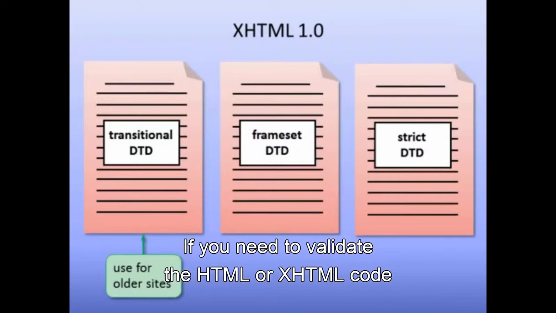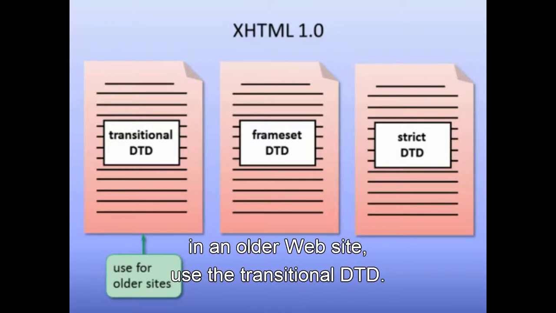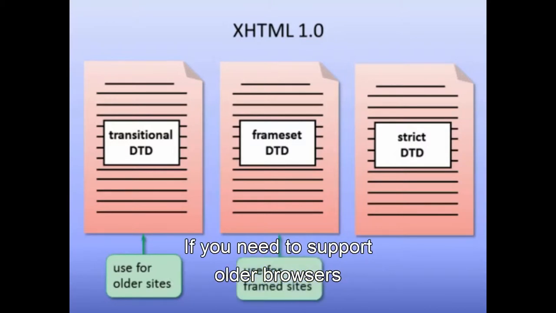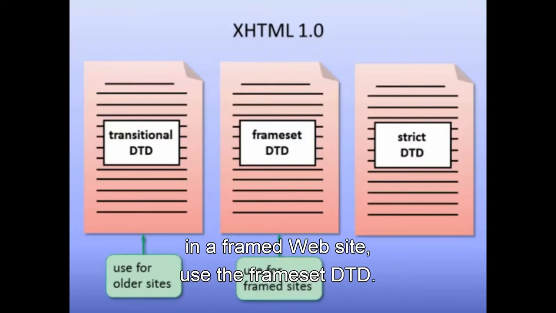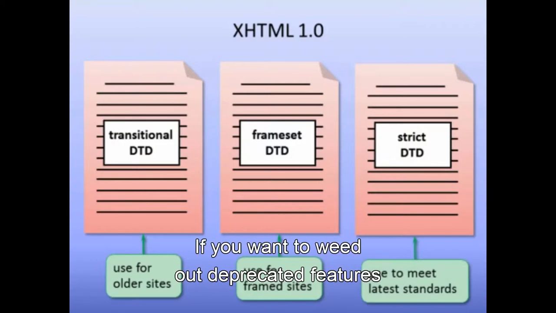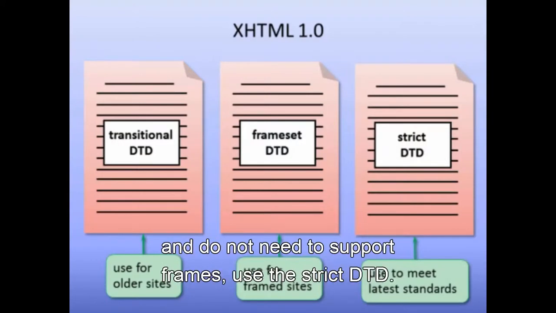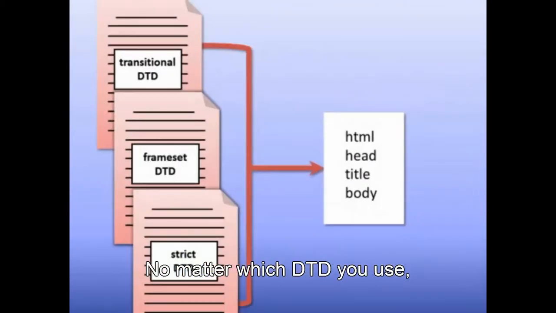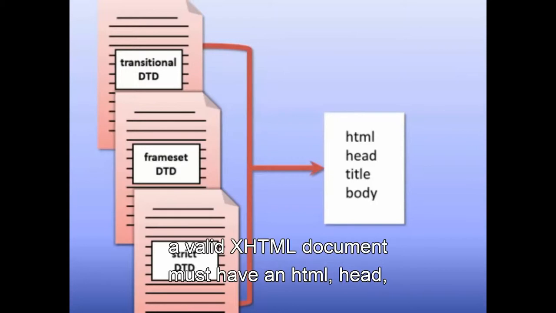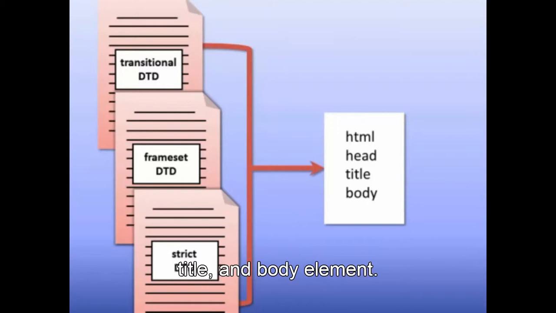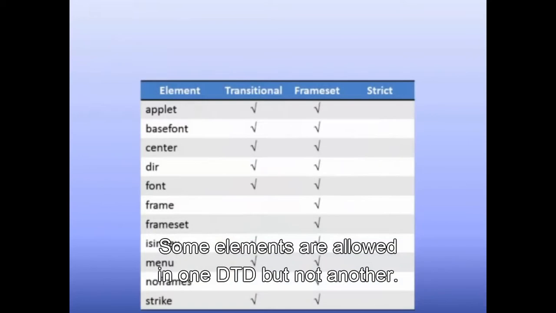If you need to validate the HTML or XHTML code in an older website, use the transitional DTD. If you need to support older browsers in a framed website, use the frameset DTD. If you want to weed out deprecated features and do not need to support frames, use the strict DTD. No matter which DTD you use, a valid XHTML document must have an HTML, head, title, and body element. Some elements are allowed in one DTD, but not another.